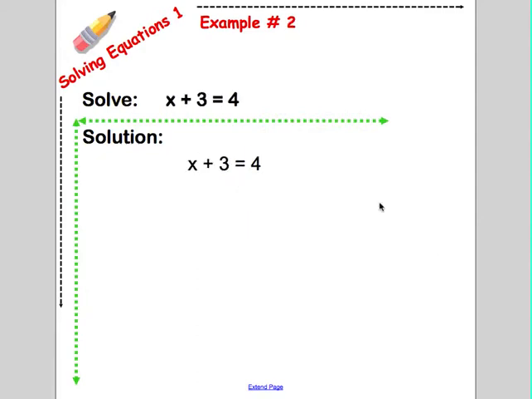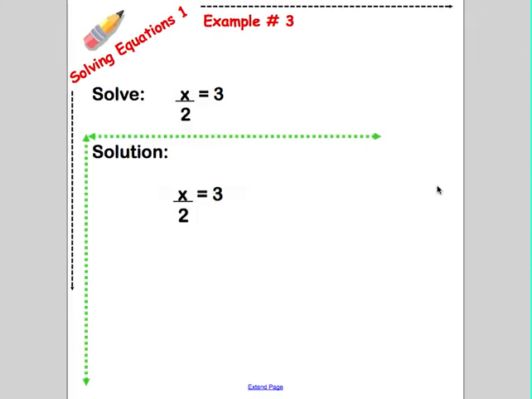Let's take a look at one using addition. Here we have x plus 3 is equal to 4. Well, I have x, I'm adding 3 to it. To undo the equation, I use the opposite operation. In this case, it's subtracting 3. So then if I do it to one side, I have to do it to the other. My 3's cancel. Plus 3 minus 3 is 0. So all I'm left with on the left side is x. And 4 minus 3 leaves me with positive 1 on the right side. So my solution is x equals 1.